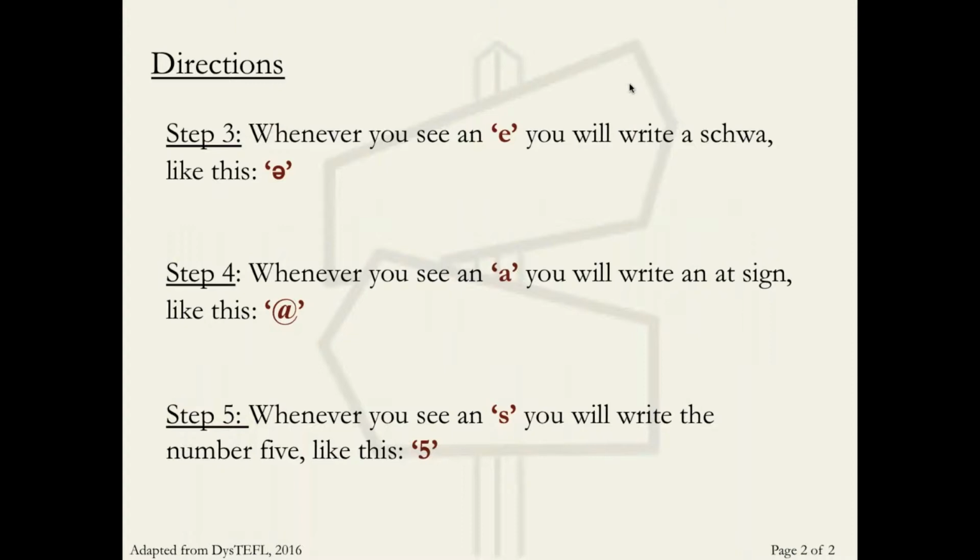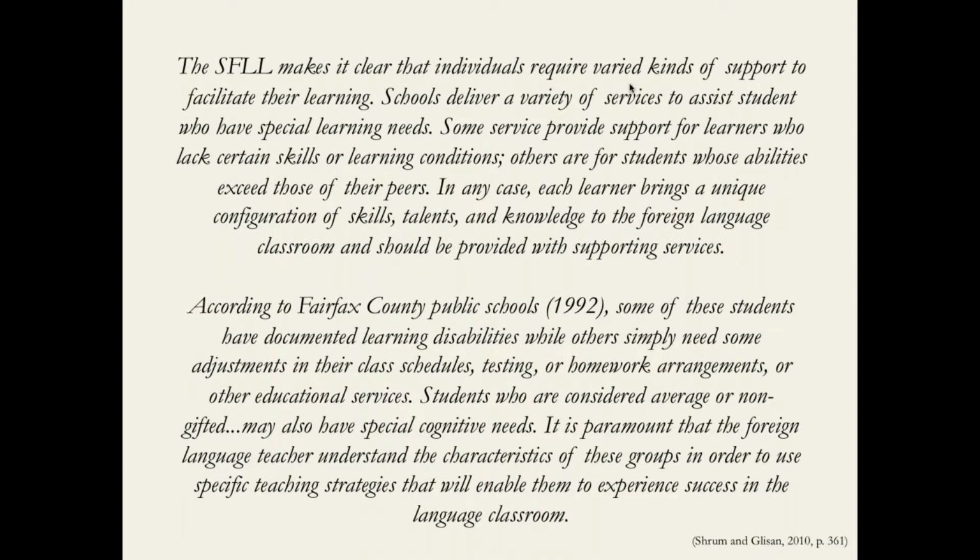Okay. The next is every time you see an E, you will write an upside down E. So every time you see an E on this upcoming text, you will write an upside down E or a schwa. Every time you see an A, you will write an @ sign. And every time you see an S, you will write a 5. I'm going to give you about 4 minutes to copy down this text, and then I'm going to check in with you. Are you ready? 5, 4, 3, 2, 1. And the timer is being set for 4 minutes.